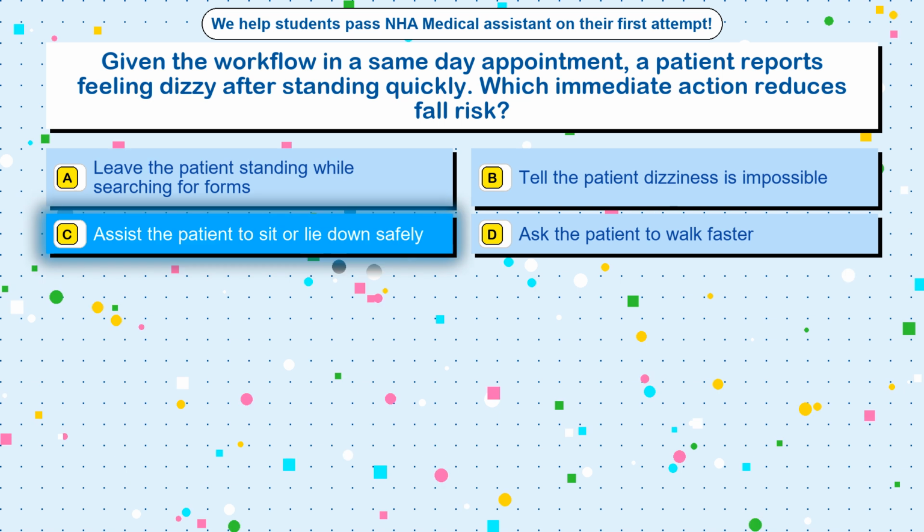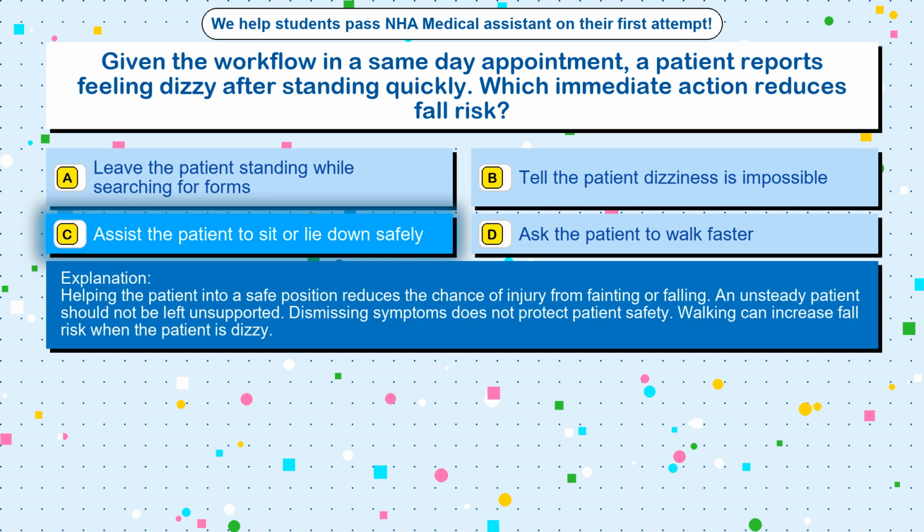The correct answer is option C. Assist the patient to sit or lie down safely. Helping the patient into a safe position reduces the chance of injury from fainting or falling. An unsteady patient should not be left unsupported. Dismissing symptoms does not protect patient safety. Walking can increase fall risk when the patient is dizzy.